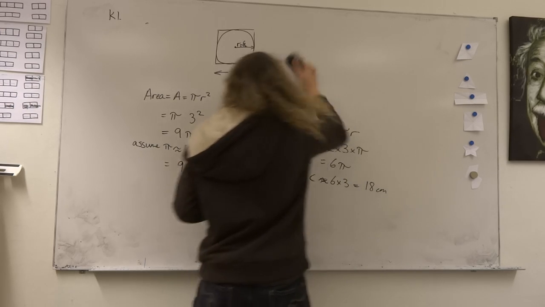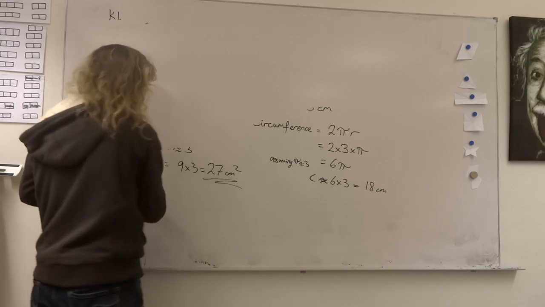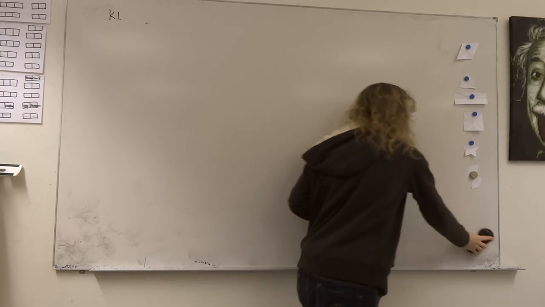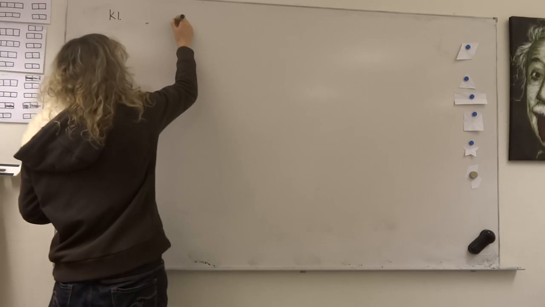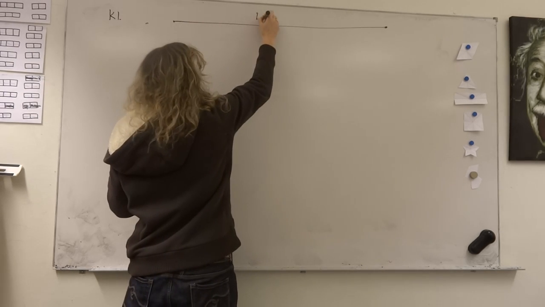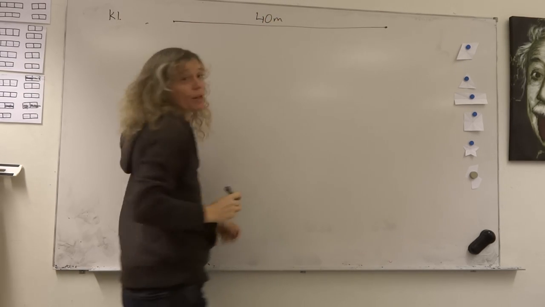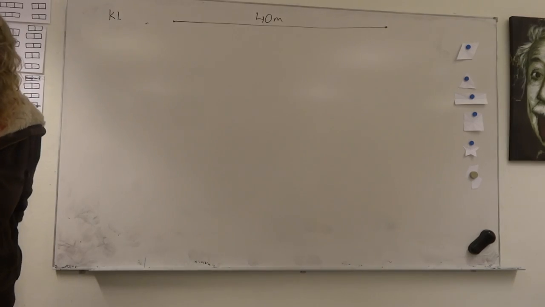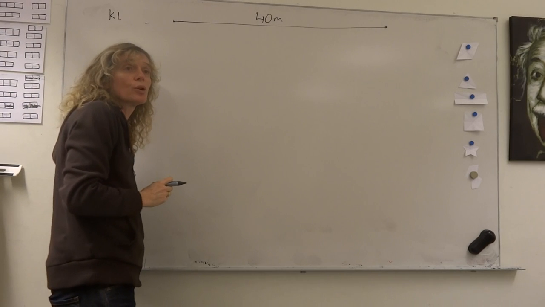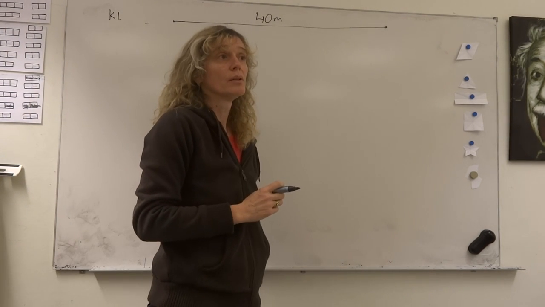The next question was that we have a rope. And this rope has a length of 40 centimeters. 40 meters. Remember units here, it was different. This rope has a length of 40 meters. And we have to put this rope so we get the largest possible area.